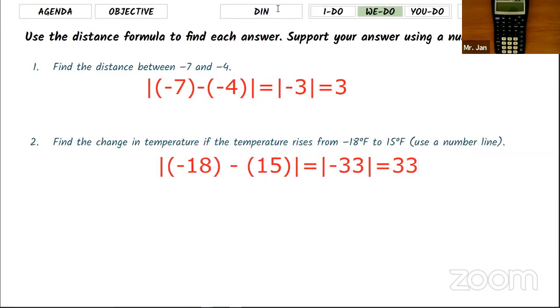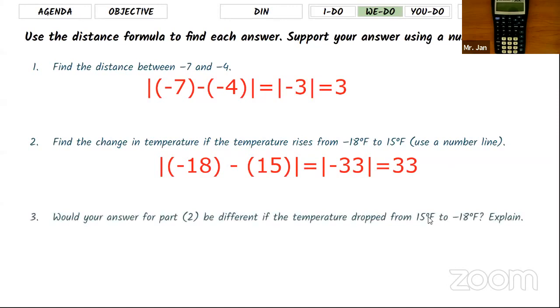So next one, and this is the last one. This time we're switching the order. Let's say the temperature dropped from 15 Fahrenheit to -18 Fahrenheit. Are you going to get the same result? Yes or no? If you switch the order when you do the subtraction. The answer is no, it's not going to change. It will be the same even if you switch the order.